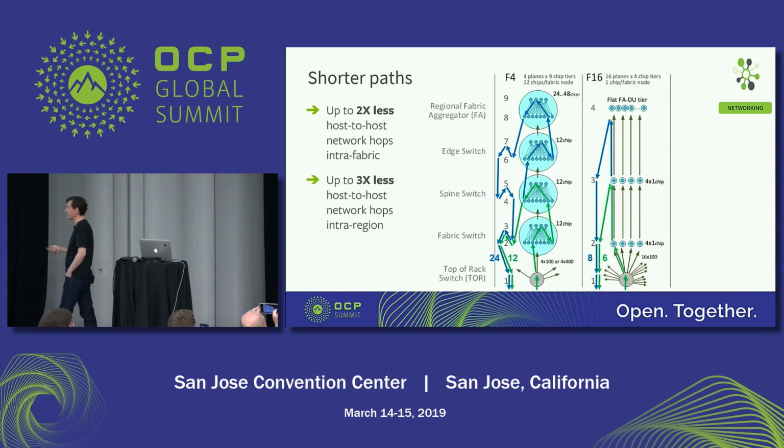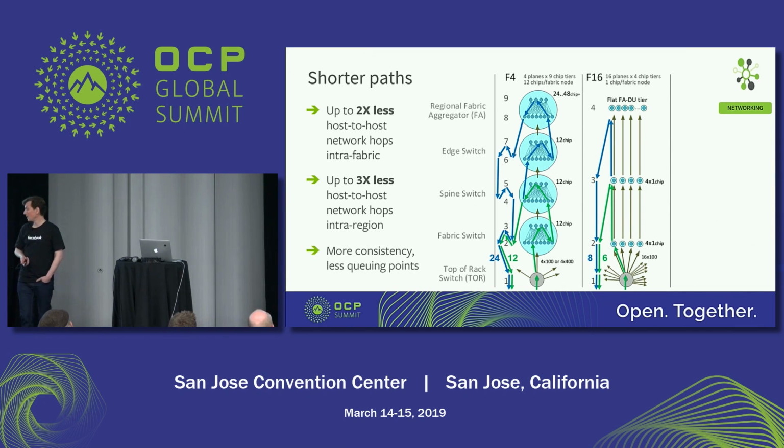So we get a massive 3x reduction of the number of hops inter-region. What this means is the paths are more consistent. There are fewer queuing points on the path of traffic. All this translates into improved network performance.